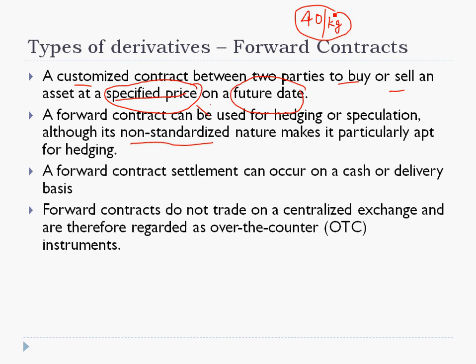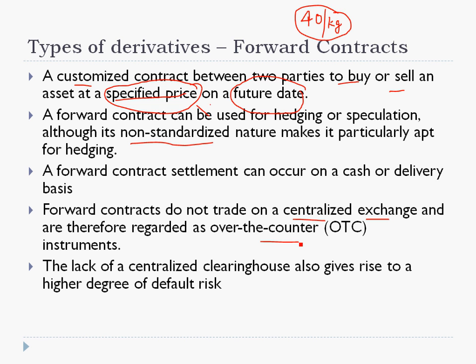Forward contracts do not trade on a centralized exchange, right? So they are not traded on a centralized exchange, and they are regarded as OTC, over the counter instruments. The lack of a centralized clearing house also gives rise to a high degree of risk. So there is a default risk.